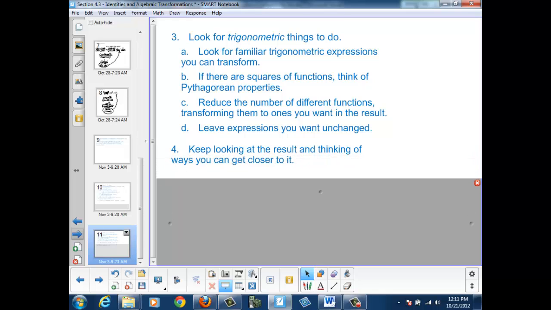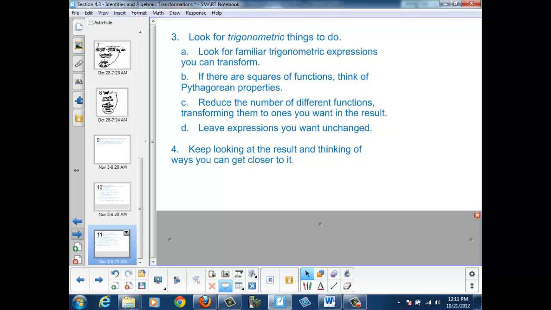Finally, keep looking at the result and thinking of ways you can get closer to it. If your first strategy doesn't work, go back and try something else. My best advice on proving identities and transforming expressions is to practice, practice, practice.